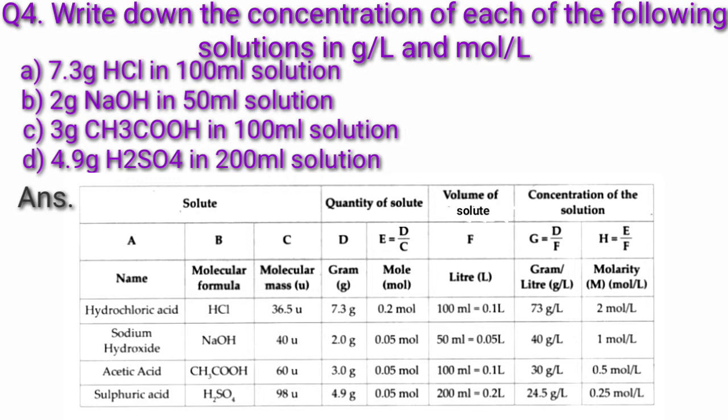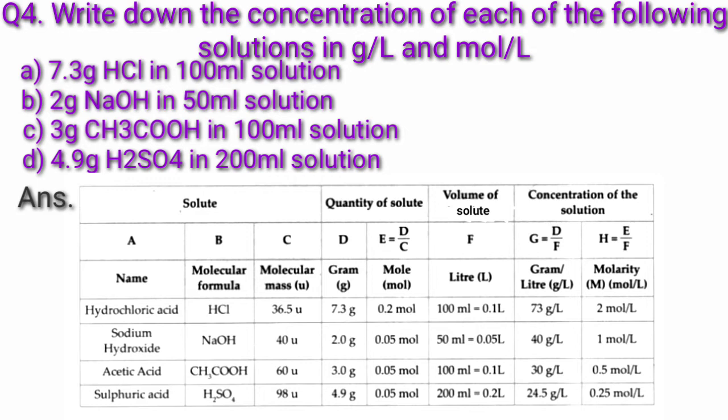Acetic acid, molecular formula CH3COOH. Molecular mass 60 u. Quantity of solute 3.0 gram, which is 0.05 mole. Volume of solution 100 ml is equal to 0.1 liter. Concentration of solution 30 gram per liter, 0.5 mole per liter.